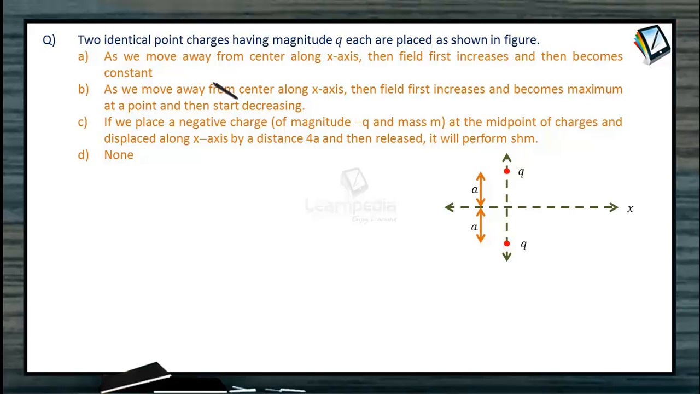Two identical point charges, each having magnitude q, are placed as shown in the figure. There are two identical charges q, and 2a is the distance between the charges.